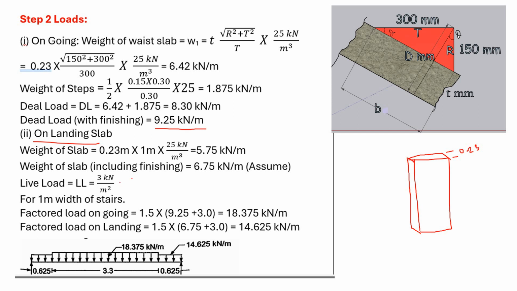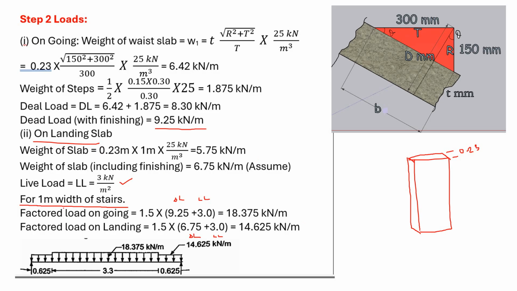Now live load is 3 kilonewton per meter square for the residential buildings and normal buildings. You can take 3 kilonewton per meter square. Then factored load on going for 1 meter width of the stair. You understand that it is for 1 meter width of the stairs. Okay, on going it is 9.25, this is dead load, this is live load. So 1.5 times dead load plus live load, which is 18.375, and on landing 1.5 times 6.75 plus 3. This is dead load, this is live load. You get these things.